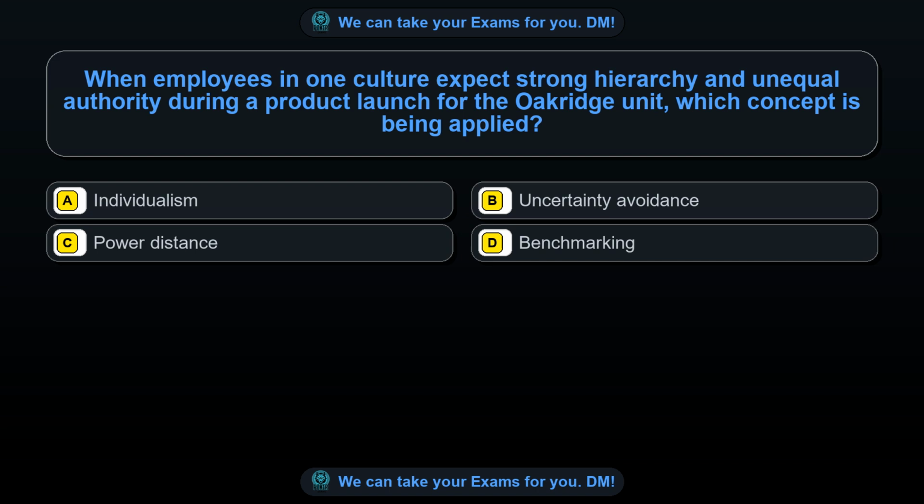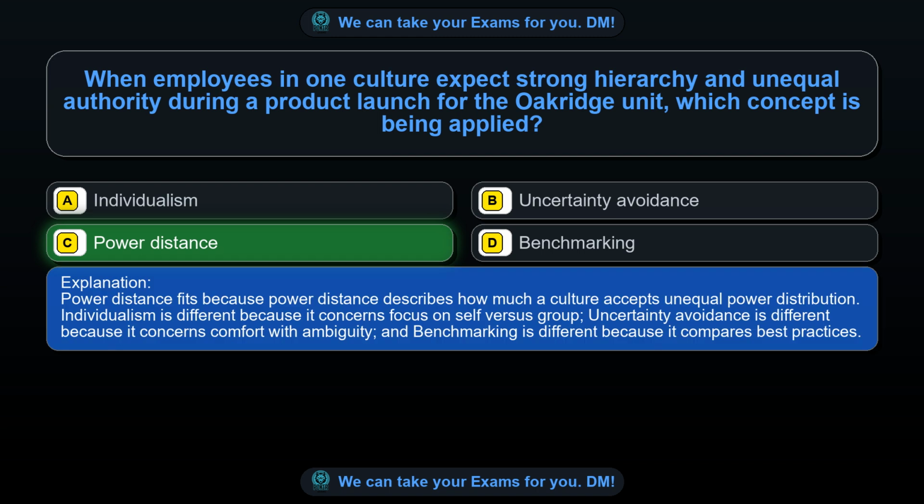Question 52. When employees in one culture expect strong hierarchy and unequal authority during a product launch for the Oak Ridge unit, which concept is being applied? Option A, individualism. Option B, uncertainty avoidance. Option C, power distance. Option D, benchmarking. The correct answer is option C, power distance.